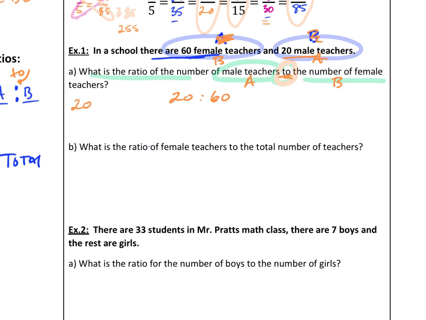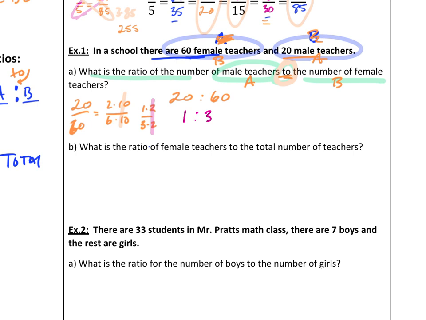So if we looked at 20 over 60, then really that's 2 times 10 over 6 times 10. So the 10 reduces. And then you'd have 1 times 2 over 3 times 2. So the 2's reduce, which means it's 1 to 3. So this would really be written as 1 to 3. That's a 1 to 3 ratio.